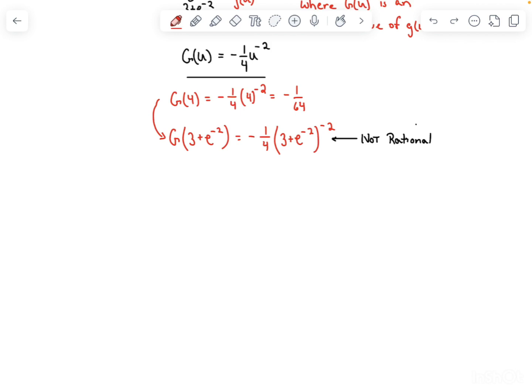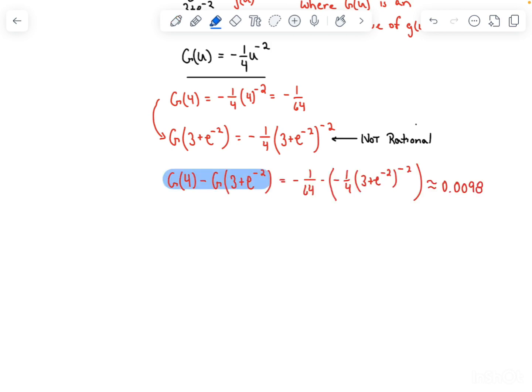Now I'm going to take capital G of 4 and subtract capital G of 3 plus e to the -2 power. That will look like this. So we have capital G of 4 minus capital G of 3 plus e to the -2 power is equal to -1/64 minus the quantity -1/4 times the quantity 3 plus e to the -2 power raised to the -2 power, which is approximately 0.0098.